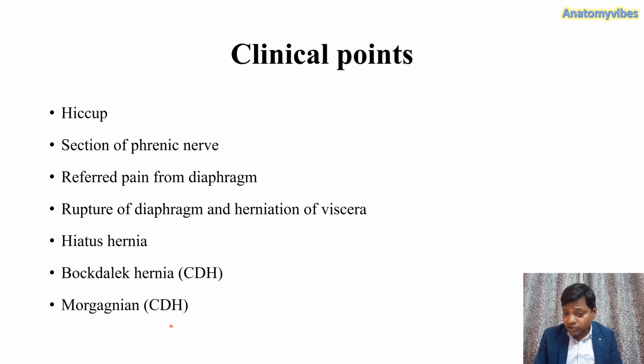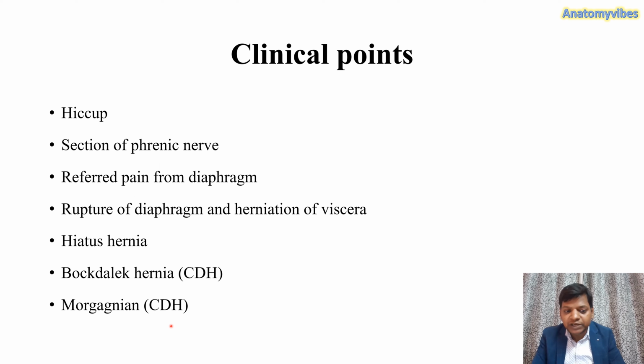Diaphragm is also taking origin from xiphoid process. So sternocostal openings, Larrey space, anteriorly small openings where the superior epigastric vessel is passing. If that opening is dilated, abdominal viscera again can go up in that region. So that is causing the Morgagnian hernia.